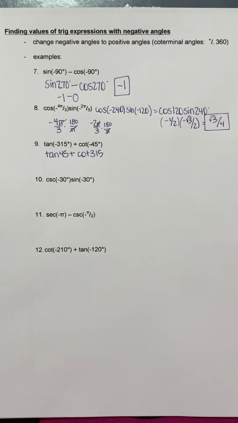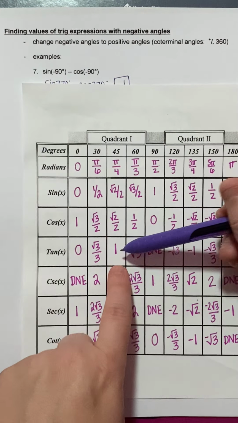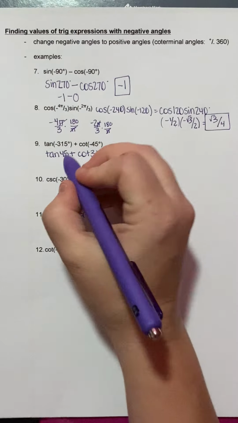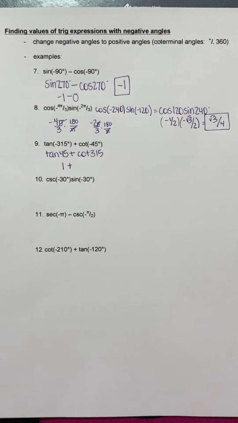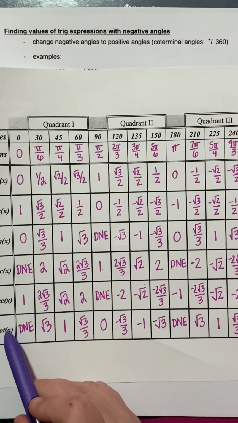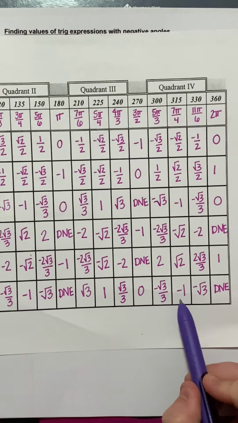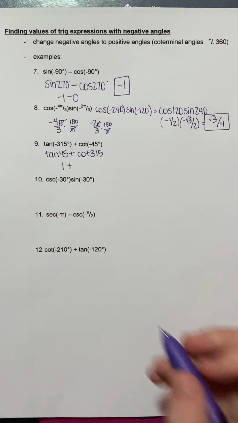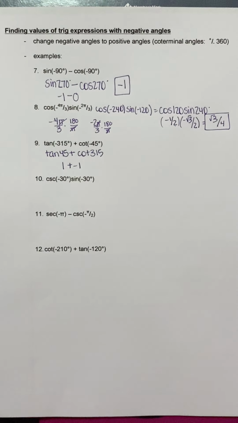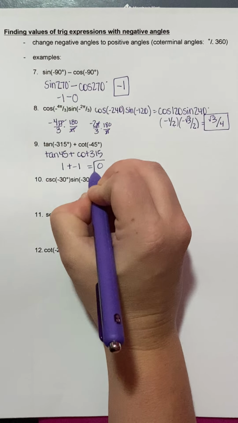Now use my unit circle to evaluate here. First thing is the tangent of 45. Tangent of 45 gives me out 1. And then I've got plus the cotangent of 315. Now cotangent is all the way over here at the bottom. 315 is all the way over here, which gives me out negative 1. So I've got 1 plus negative 1, and 1 plus negative 1 gives me out 0.